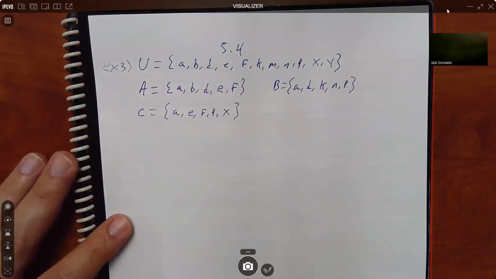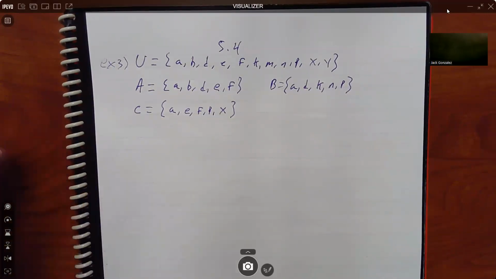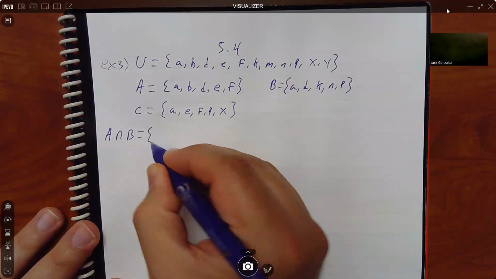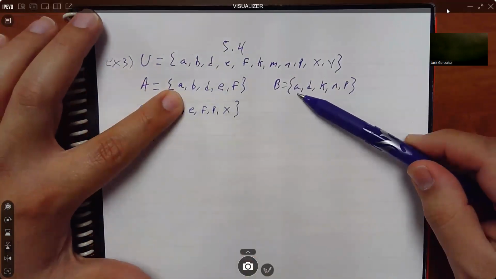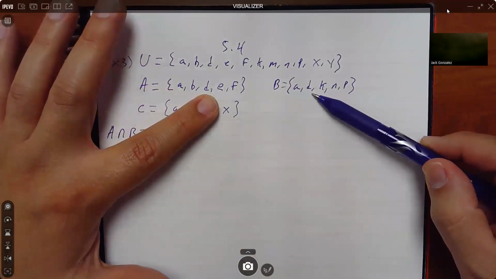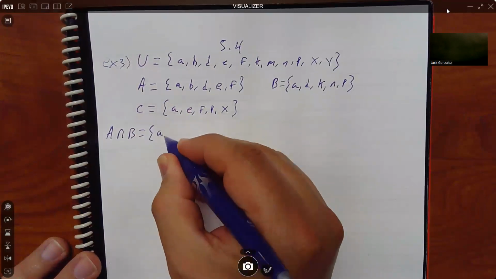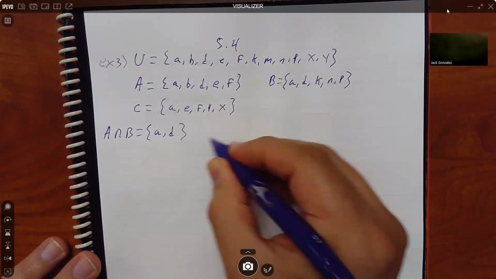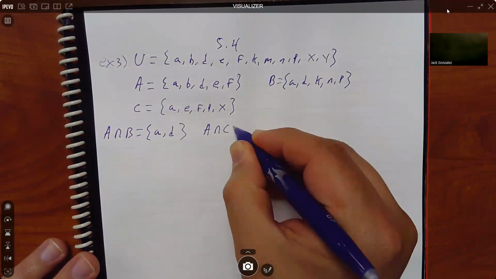So they want us to create a Venn diagram using all this. It helps to have the intersections so we know where they overlap. So we have to do those first. A intersect B, what they have in common. A and B has A, and then D, right? That's it. I don't see any other ones. Now we do A intersect C.